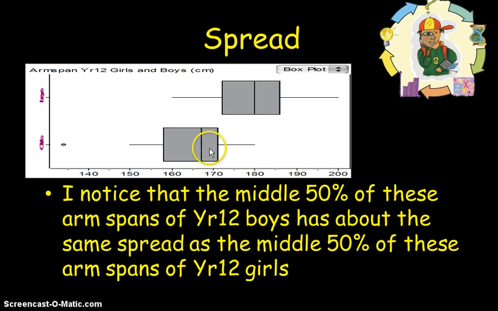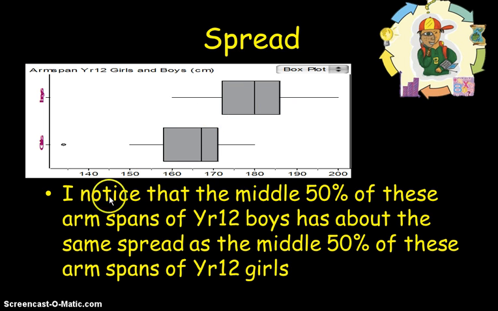Spread. This is how much the data is spread out. You can compare the whole range, minimum to maximum, but probably more accurately, or more consistently from sample to sample, you would compare the middle 50%, so between the quartiles.